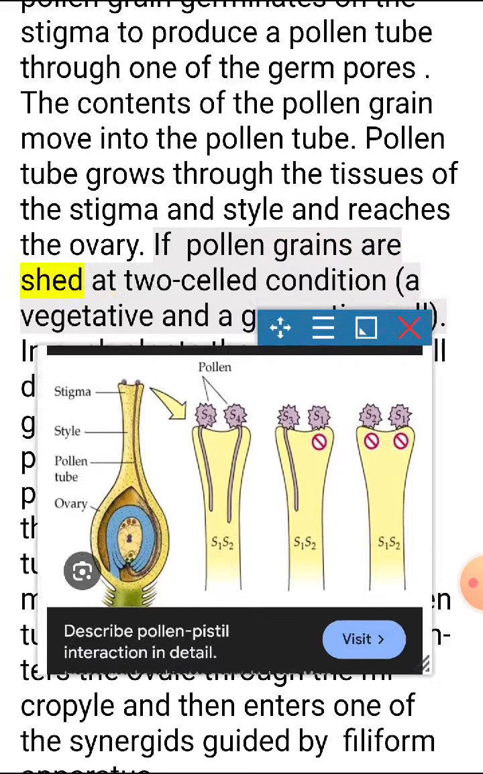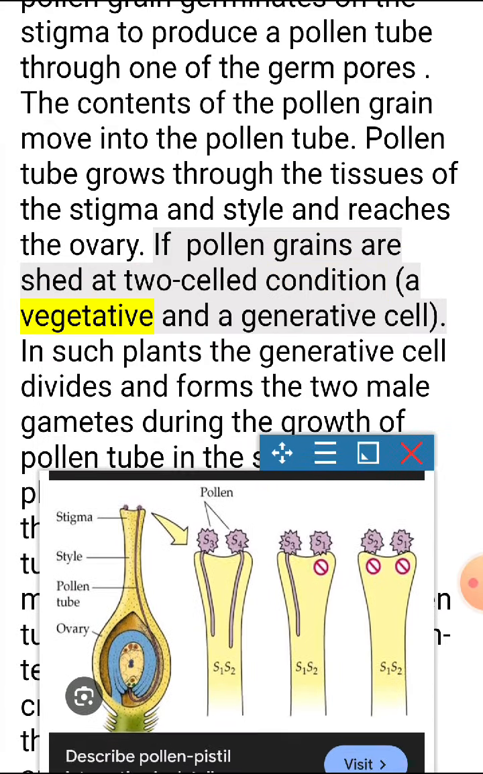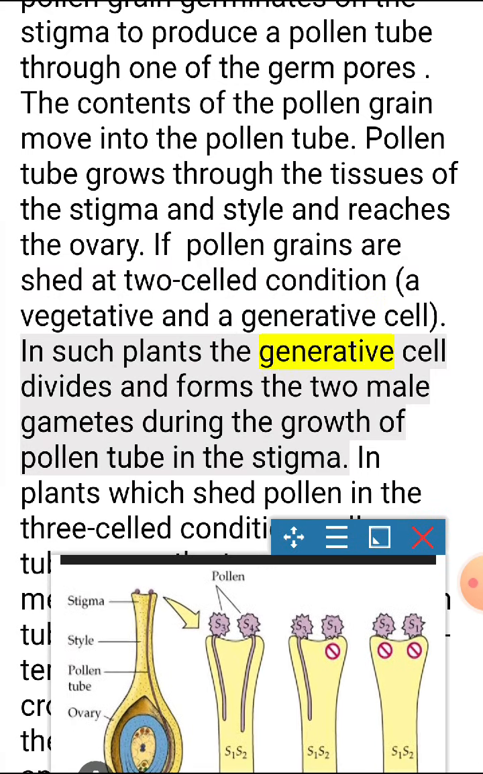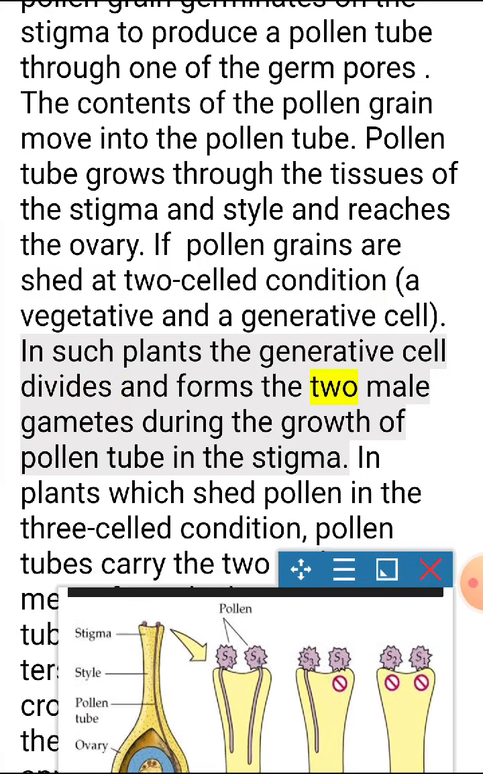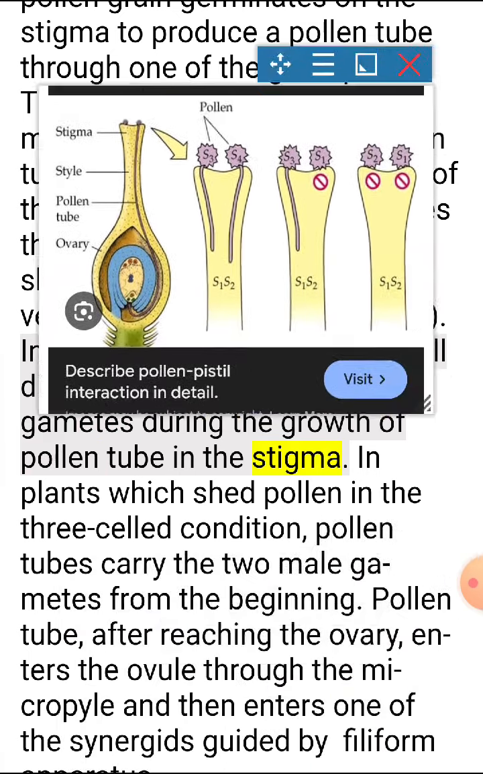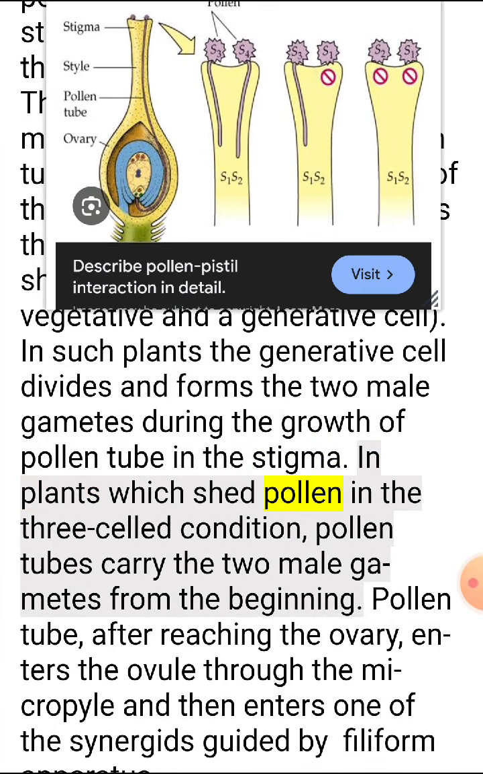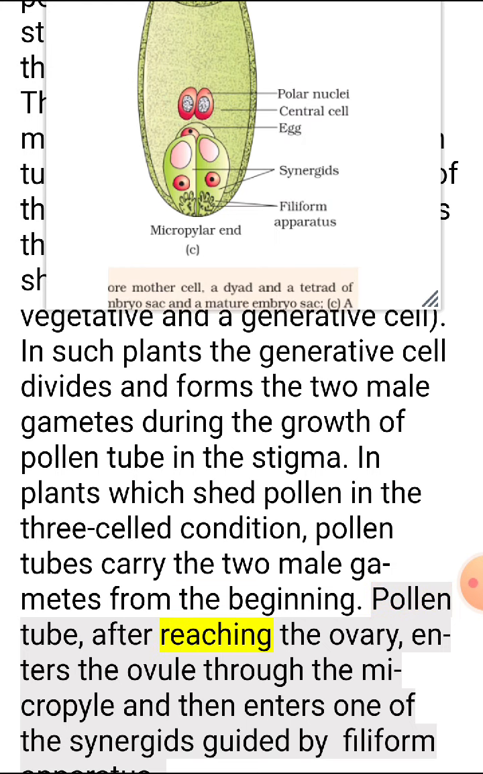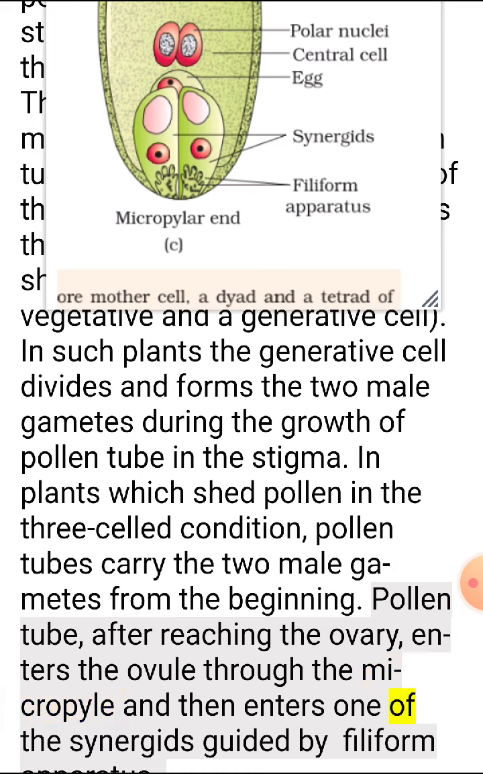If pollen grains are shed at two-celled condition, a vegetative and a generative cell, in such plants the generative cell divides and forms the two male gametes during the growth of pollen tube in the stigma. In plants which shed pollen in the three-celled condition, pollen tubes carry the two male gametes from the beginning. Pollen tube, after reaching the ovary, enters the ovule through the micropyle and then enters one of the synergids guided by filiform apparatus.